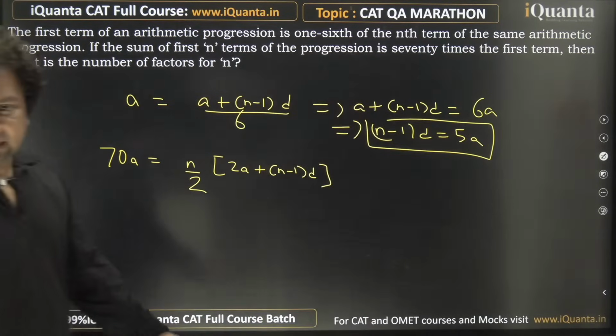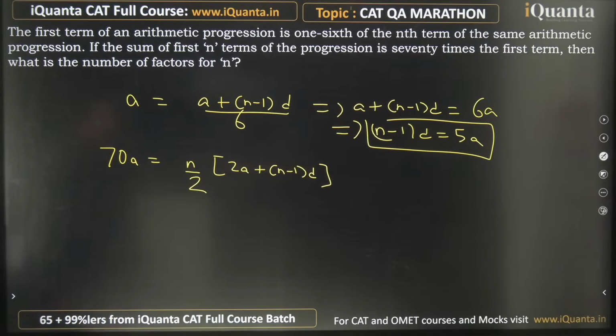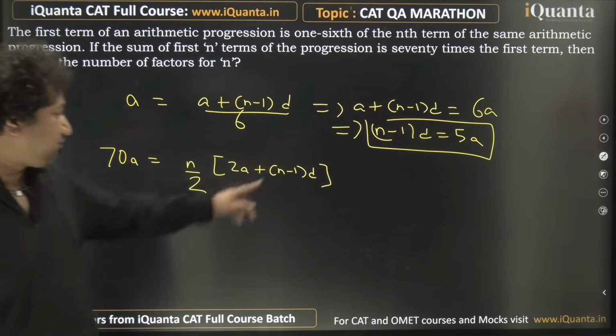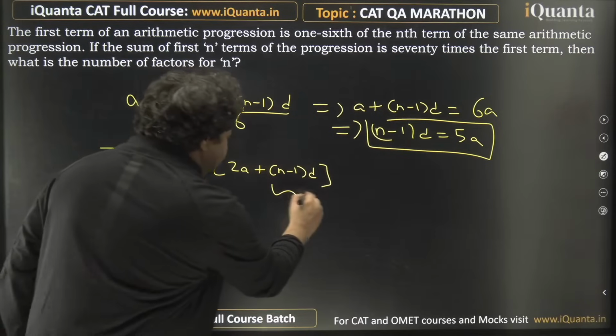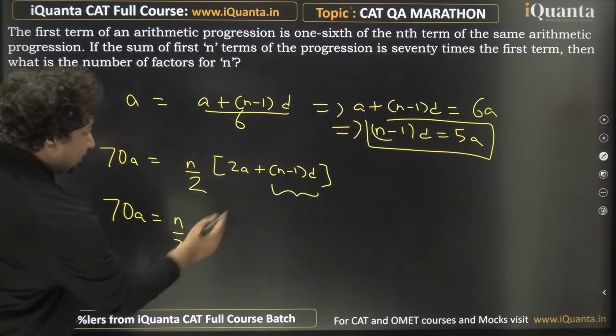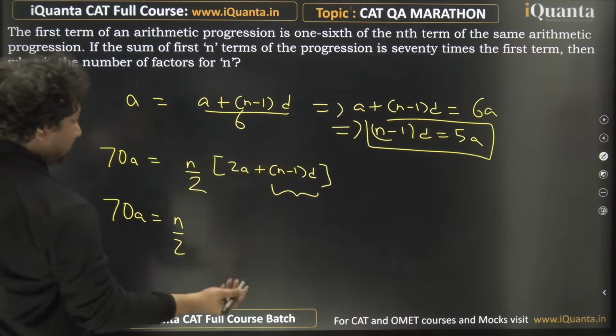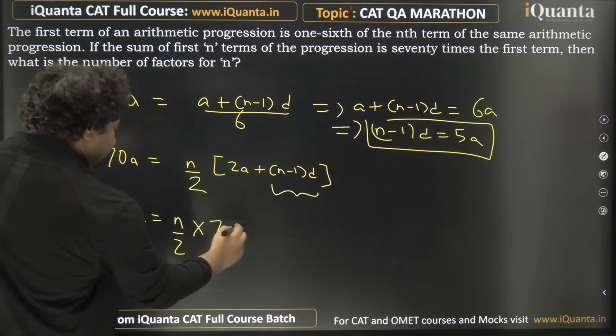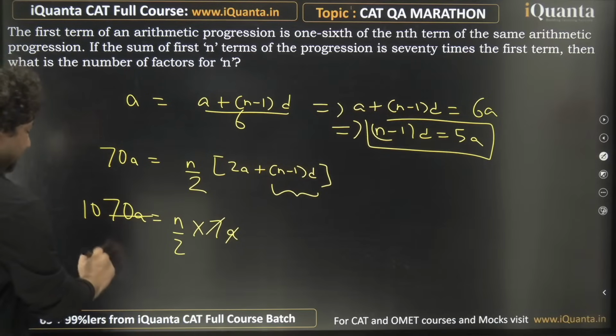So from the first statement, we can get this. N minus 1 times d is 5a. Let us put 5a in place of this. Clear? I hope all of you have done it like that only. So here put, I get 2a plus 5a is 7a. It gets cancelled. So n is 20.